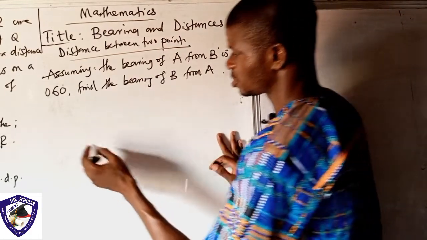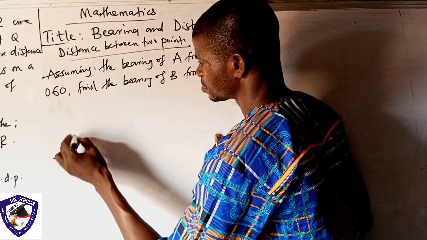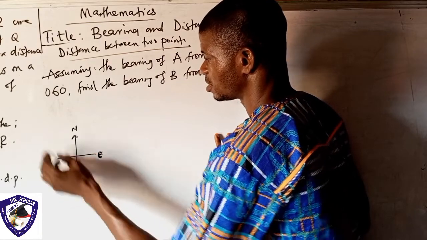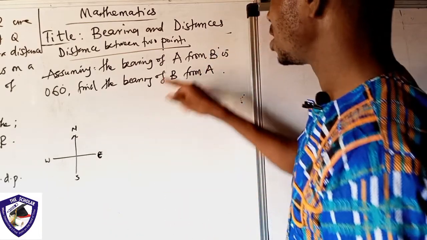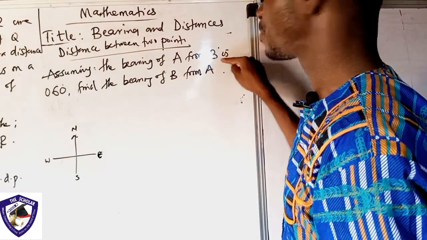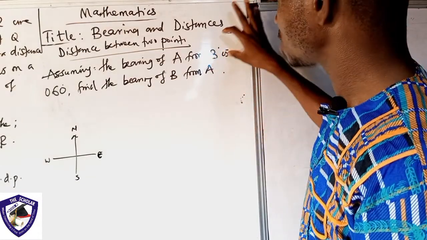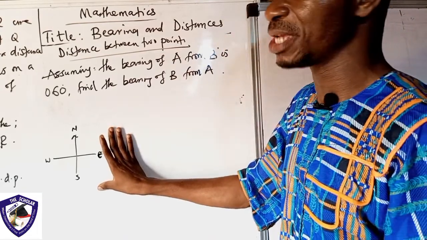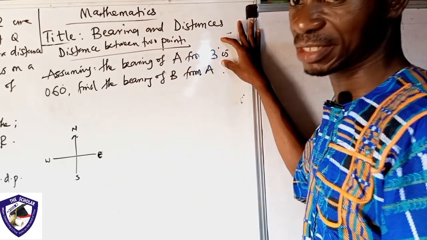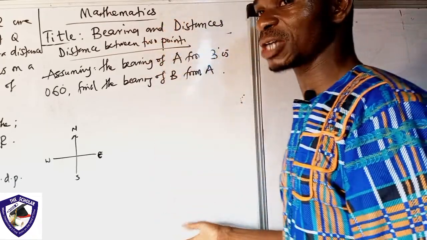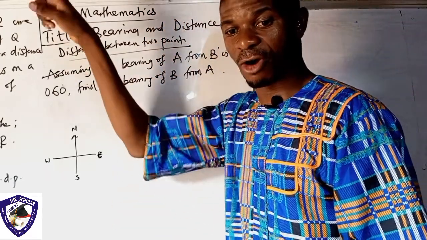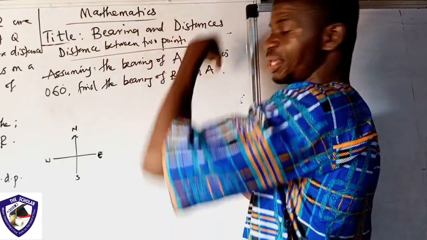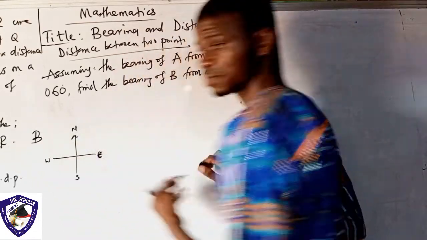So the first thing is what? You draw your cardinal points as usual. North, south, west, east. You have 2 points here now. One is A, one is B. So when they say the bearing of A from B, the preposition "from" has something to do with what? The point B. So it means if you have to put it on your space, the B will come first before A. Just like somebody asks, where are you coming from? I'm coming from, that location will come first. So the bearing of A from B, it means this will be your B first.